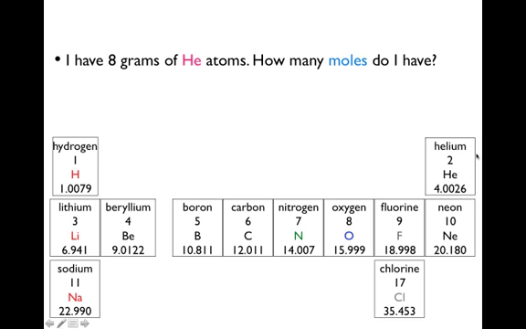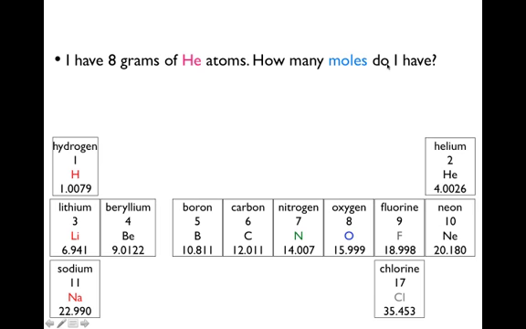The answer to that question is basically obtained by looking at the helium box and knowing that this number is the molar mass of helium, which means 1 mole of helium weighs about 4 grams. But I told you that you had 8 grams of helium. So if you have 8 grams of helium, 8 grams is twice as much as 4 grams, right? So if 4 grams is 1 mole, 8 grams of helium atoms has to be 2 moles of helium. So that's the answer to that one.